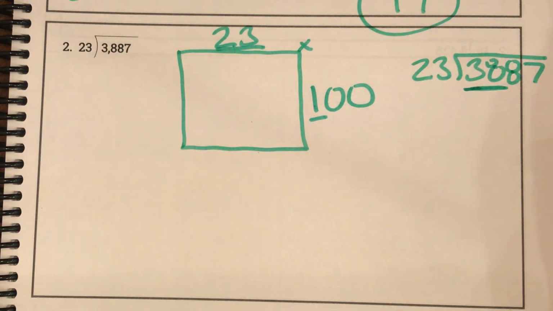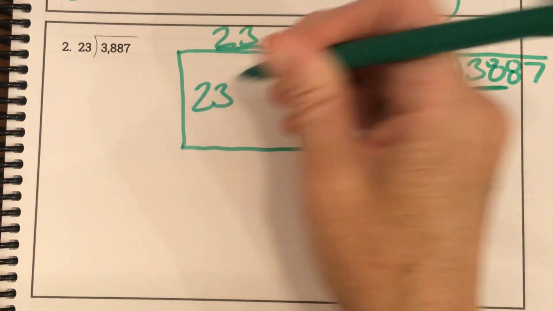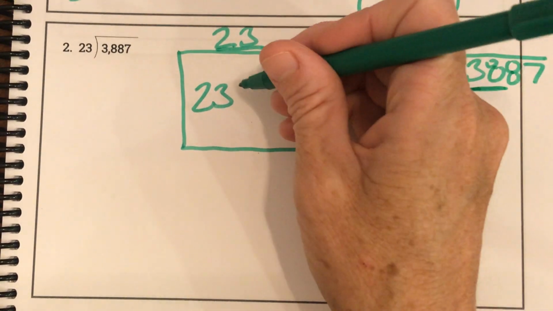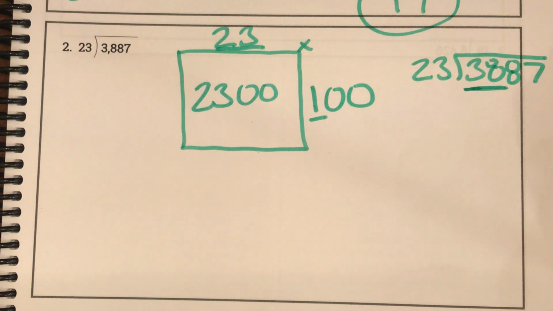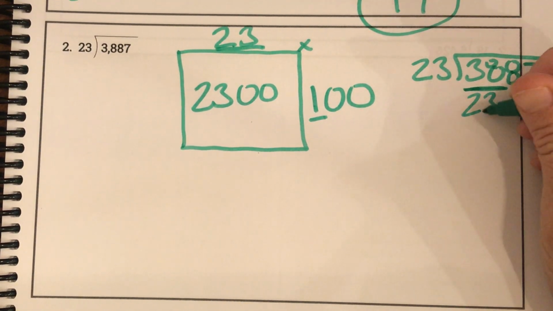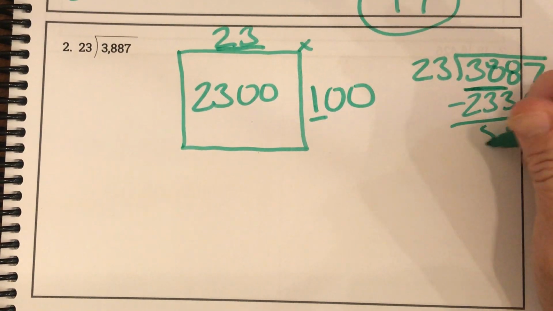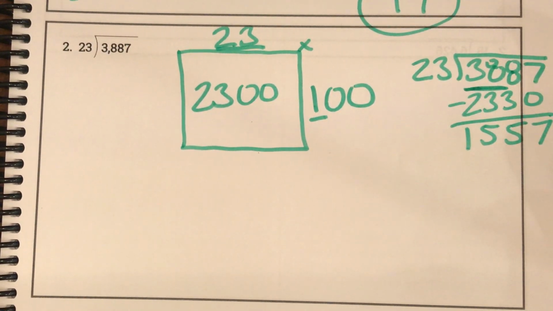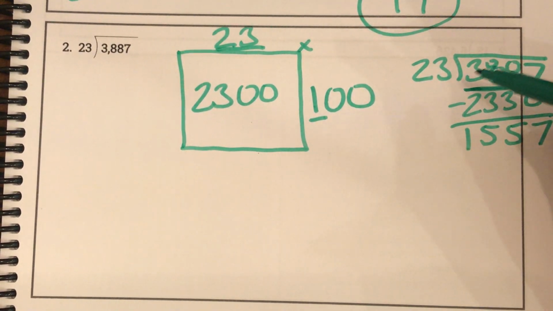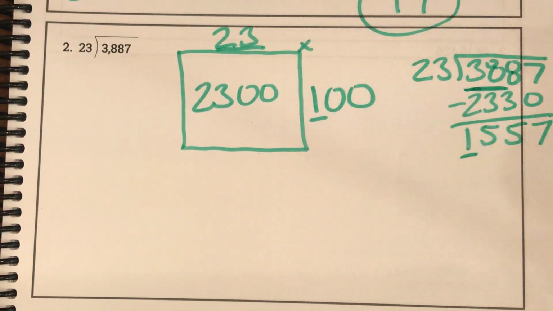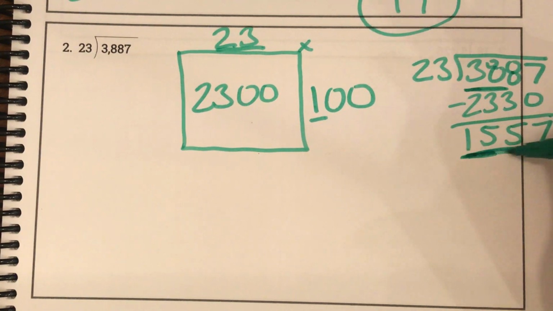Okay, so what do we get when we multiply? 23 times 1 is 23 plus 2 zeros. Okay, so let's subtract that. And I am getting 1,557. Okay, 23 cannot fit into 1. 23 cannot fit into 15. 23 can fit into 155.